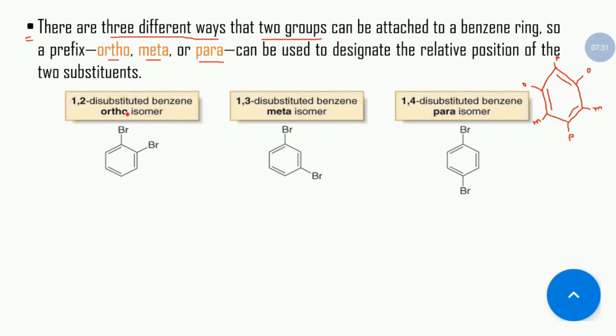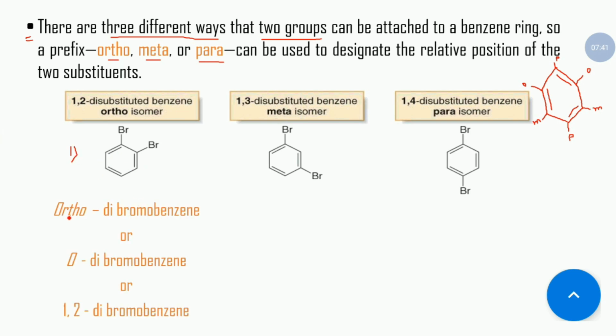So what is the process for naming this type of compound? There are 3 different ways. We are starting from compound 1. You can write it as ortho dibromobenzene. Why ortho? We start the naming from here, that is 1, 2. You just see that it is a 1,2-disubstituted benzene.